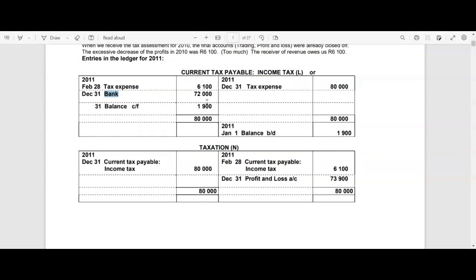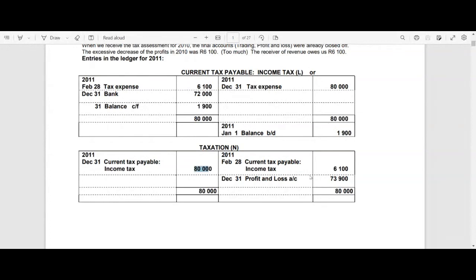Once we've done that, we must still go and record our income tax expense. So we've estimated the income tax expense at 80,000. So we are going to credit our current tax payable income tax. We are going to debit our income tax expense. And there it is, the 80,000, right? And we know we've already credited that at an earlier stage.